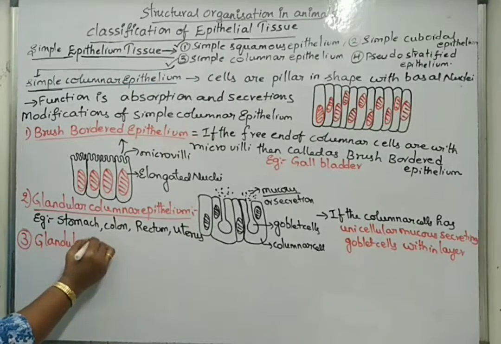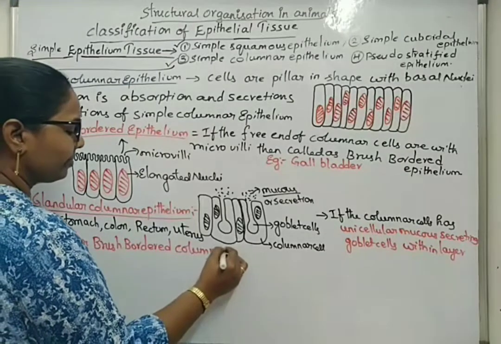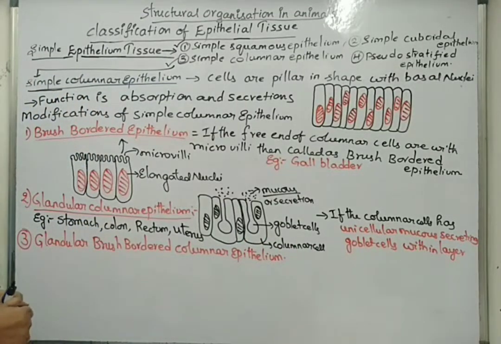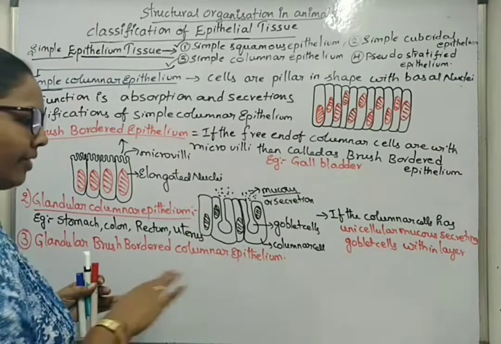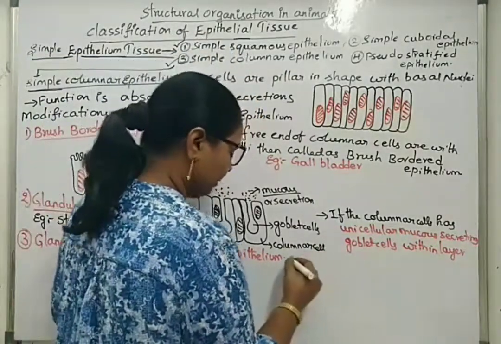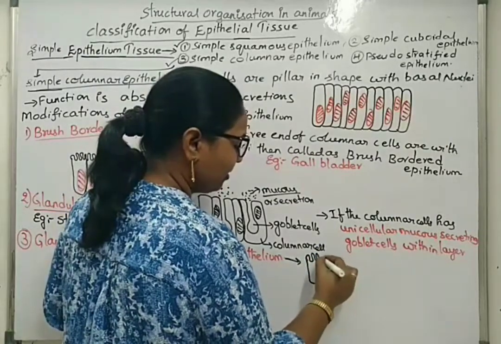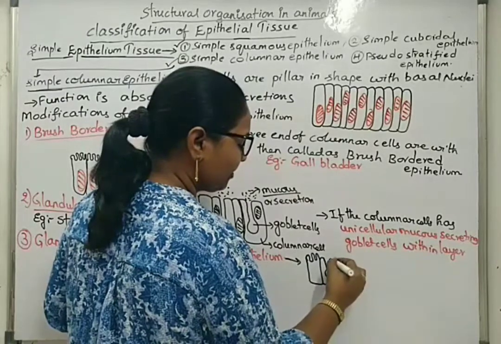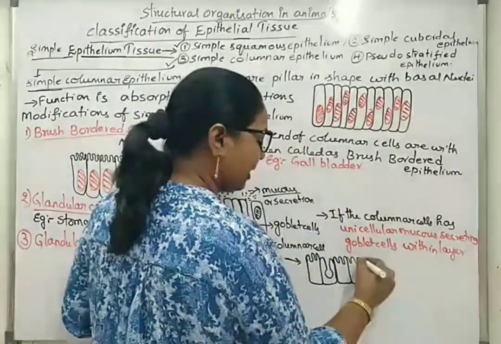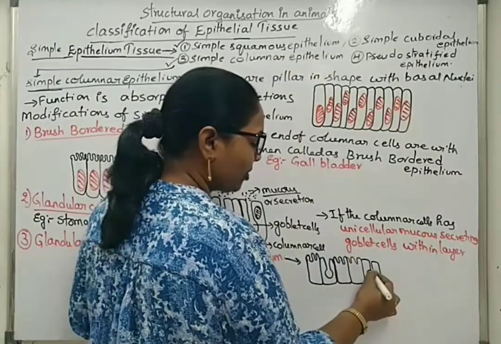Glandular brush bordered columnar epithelium. Here, microvilli are present on the free end, and goblet cells are also present in some of the cells of one single layered columnar epithelium. Coming to the diagrammatic representation, this will be the microvilli and the neighboring cell will have the mucus secreting goblet cells, and the next cell may again have microvilli. Then again another cell may have mucus secreting goblet cells. So here we see both microvilli and secretory goblet cells.